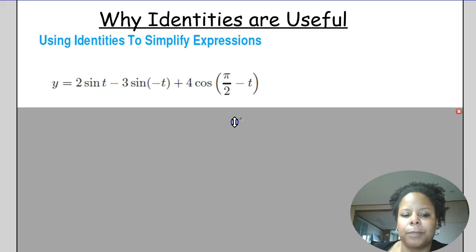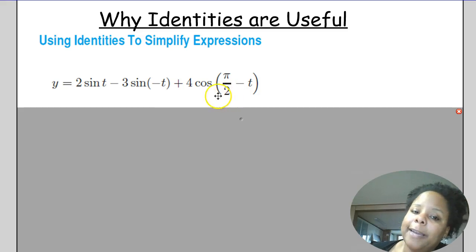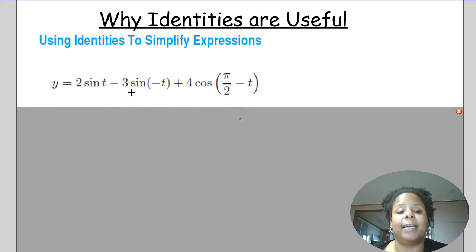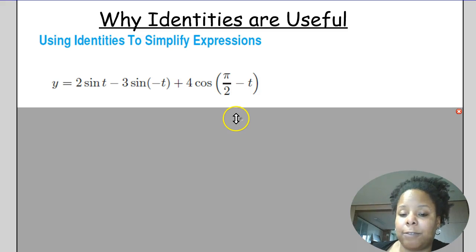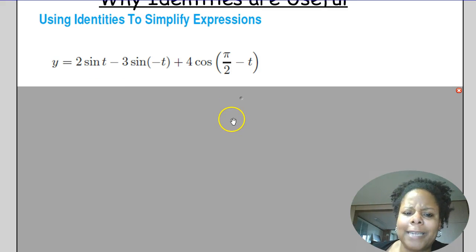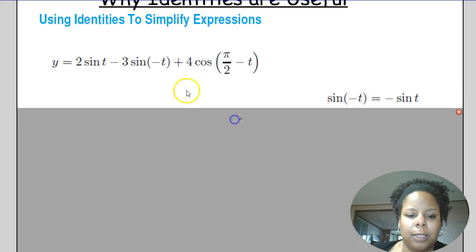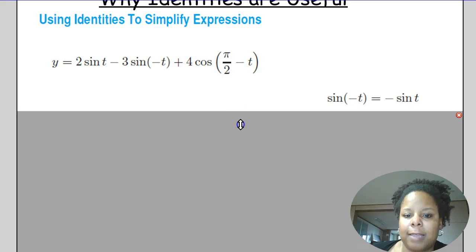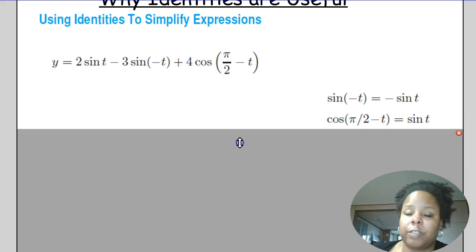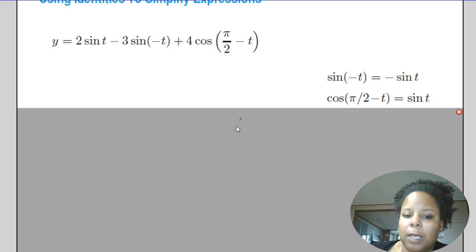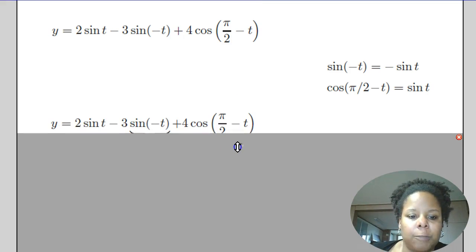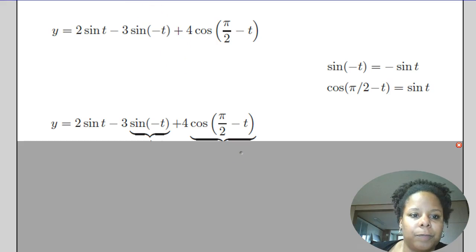Here's an example. If someone says, just graph that, you'll be like, oh, that's a lot of different things to graph. But if we can use an identity to simplify this, then we might not have a difficult time with graphing it. Well, what identity can we use? We can use the fact that sine is an odd function. And then we can use the fact that cosine is basically a pi over 2 shift of sine in a certain direction. And so what I'm going to do is replace this with the identities that we do know. And because it doesn't matter what t is, as long as t is in the domain of sine, we'll be able to answer this question.